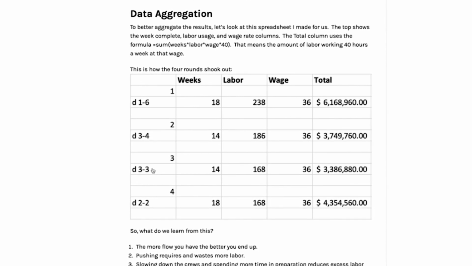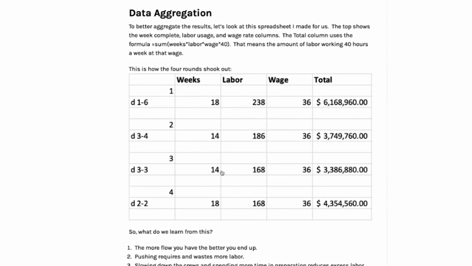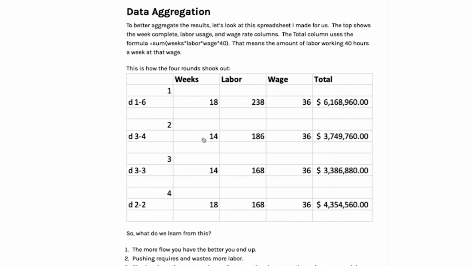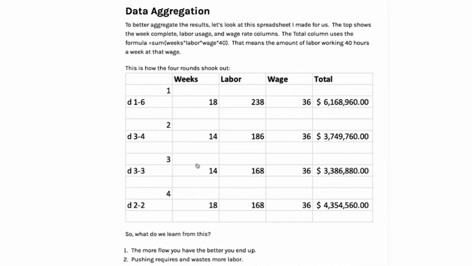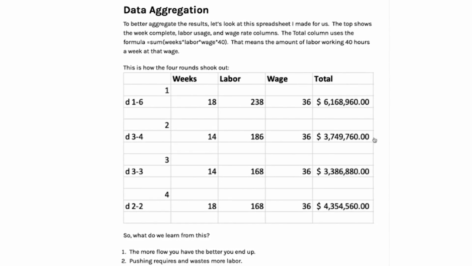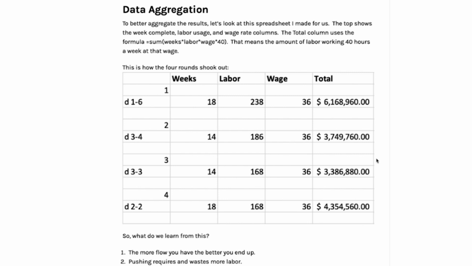Okay, when we do the 3 to 3, which wouldn't really happen, I want you to notice that we're at 168 and 3.3 million, but it's not a whole lot different than the real flow, the real things that we see on construction projects. So even with a little bit more labor and a little bit more cost, they're not much different. And then check this out.